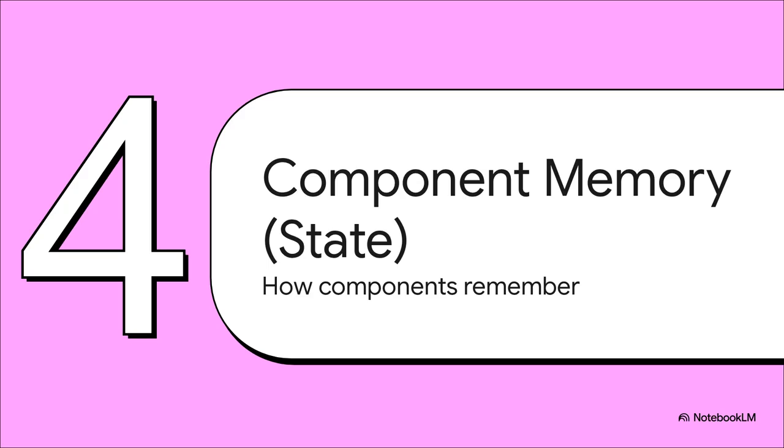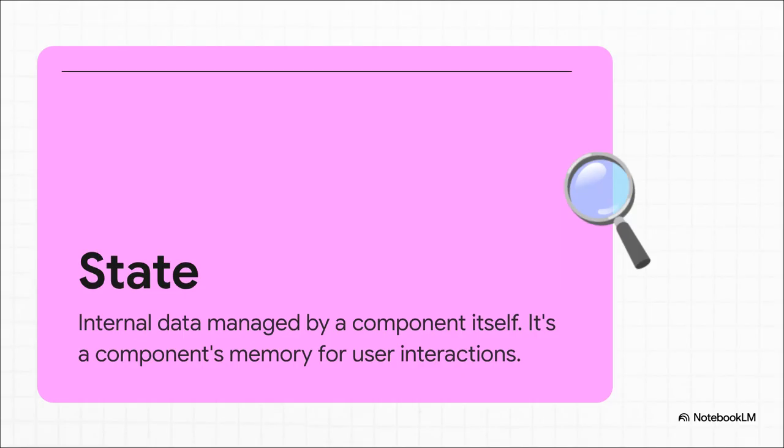But wait a minute. What happens when a component needs to remember something all on its own? This brings us to the idea of a component's memory, which we call state. Props are awesome for data coming down from a parent. But what about things that change because a user did something, like the text inside a search bar, or whether a drop-down menu is open or closed? For that, a component needs its own internal memory. And that's exactly what state is. It's data that is managed by the component itself. We give a component this memory by using a special tool called the useState hook.